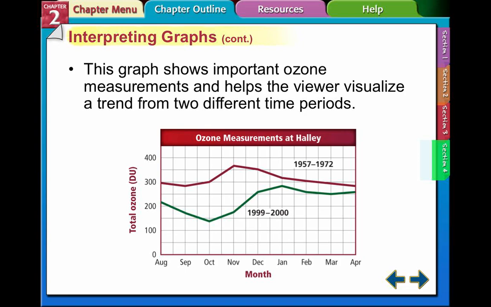Okay, in this graph it shows the importance of ozone measurement to help the viewers realize the trends over time. So notice again, over time. So this is a line graph.